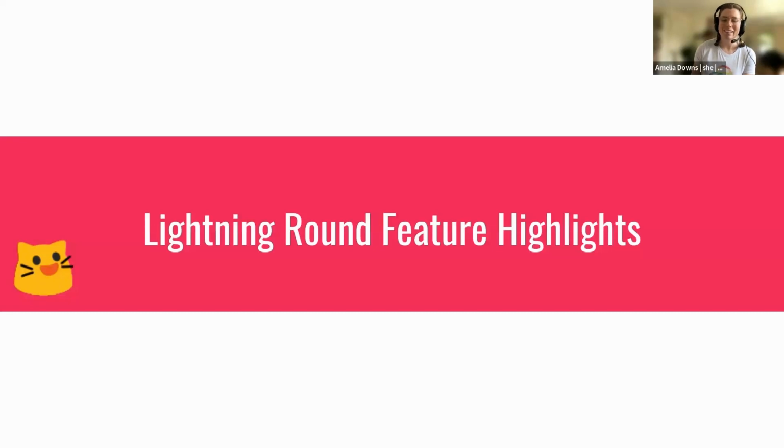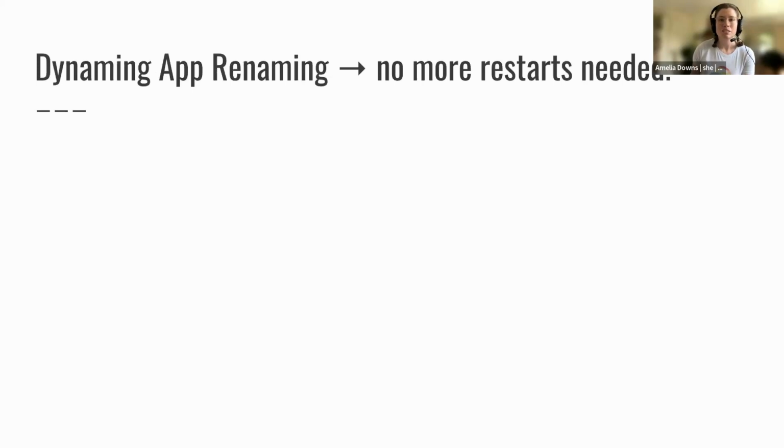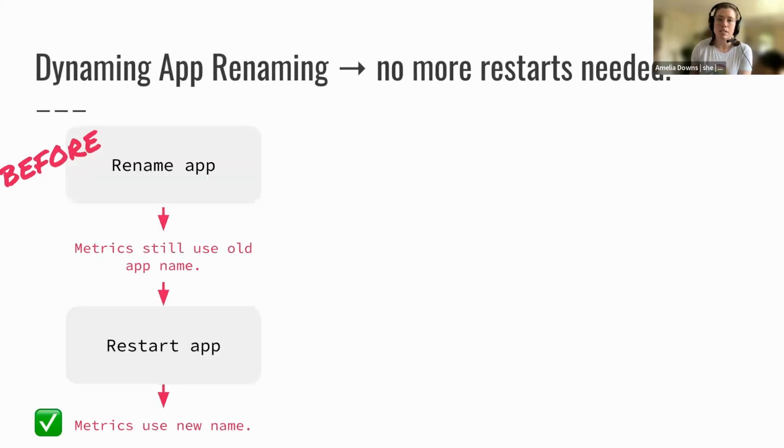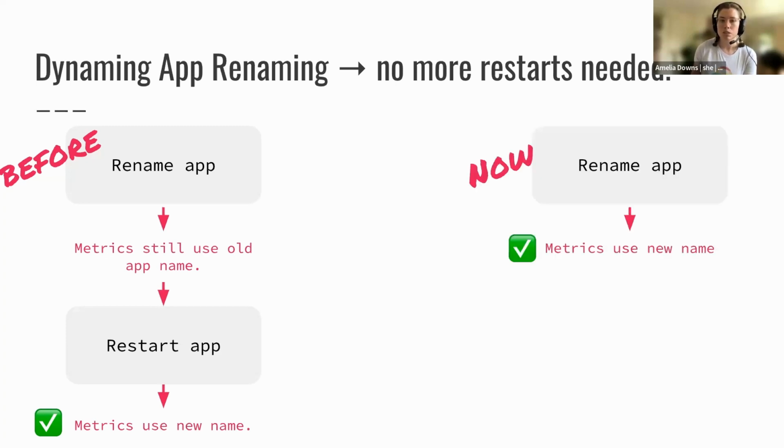Now I want to do a quick lightning round of 2 more features that have come out recently. First, dynamic app renaming. Before, if you renamed your apps, it looked something like this. You rename your app, but oh, whoops, your metrics still use the old app name. That's annoying. You have to restart your app in order for your metrics to use the new name. Now, no more restarts needed. You rename your app, the metrics automatically use the new name. This should make blue-green deploys even easier.